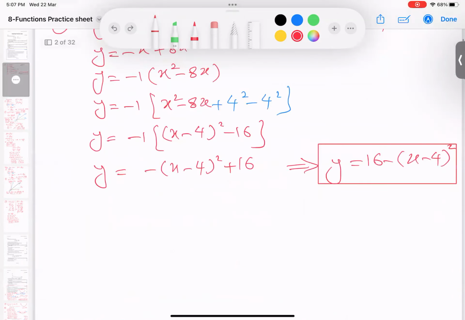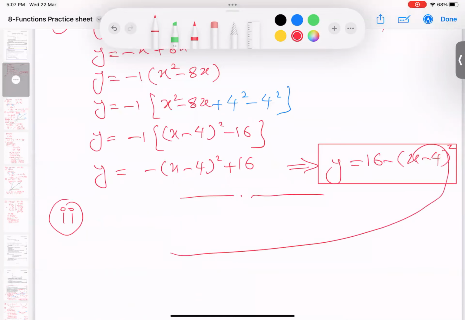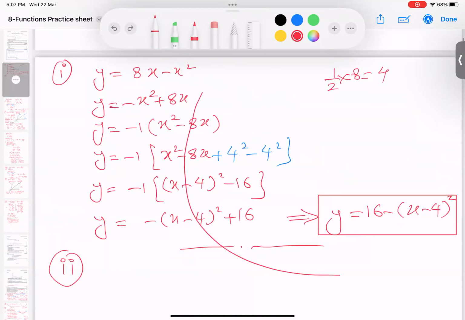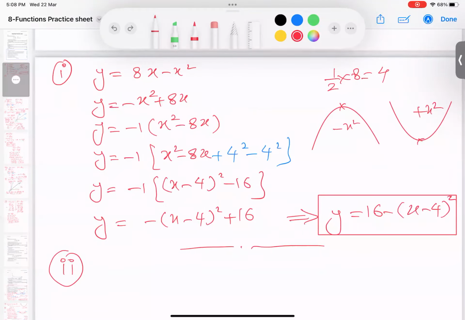So part number 2. How to find the stationary point, students? Not a hard job. I said it many times. Look here. First of all, there is an x squared with a negative sign. And I discussed many times that when the x squared sign is positive, we get a point of minima. And if the x squared sign is negative, we get a point of maxima. Because x squared has a negative sign, it is a point of maxima.